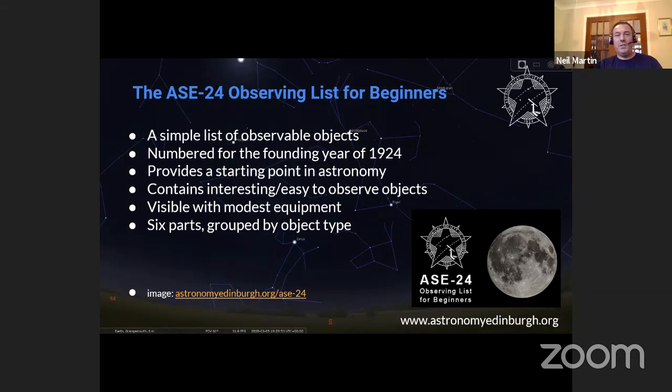So it's named, first of all, to match our birthday, or it might simply be named that way because it contains 24 objects. I don't really know. Either way, there are a great selection of objects within reach for new astronomers with modest equipment. And it's split into six parts. It covers the moon, double stars, planets, nebula and galaxies, globular clusters, and open clusters. So there really is something for everyone.